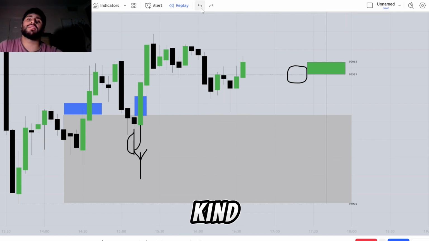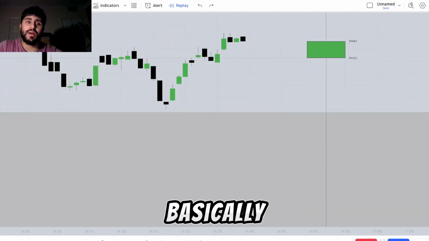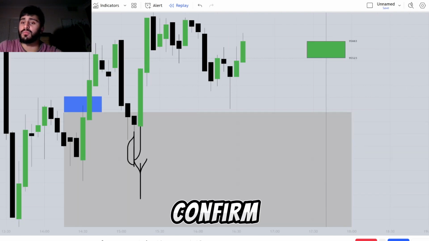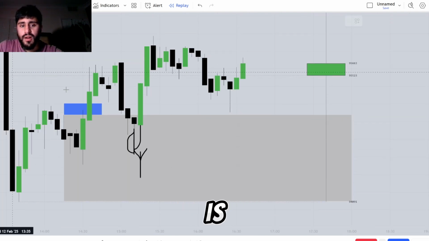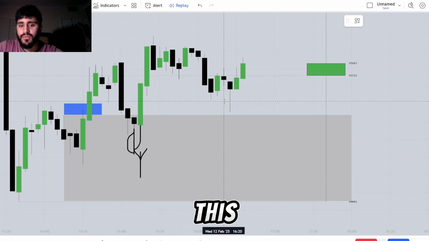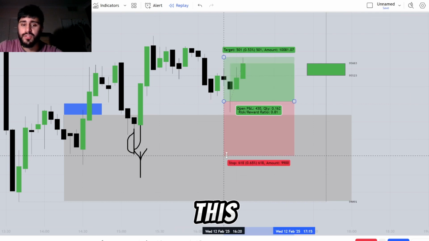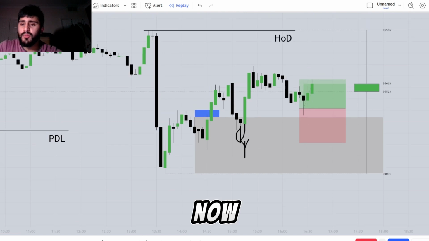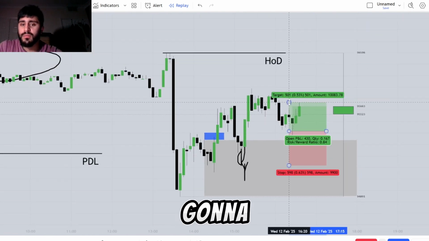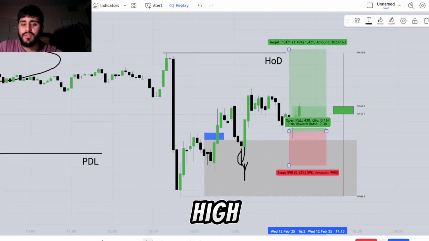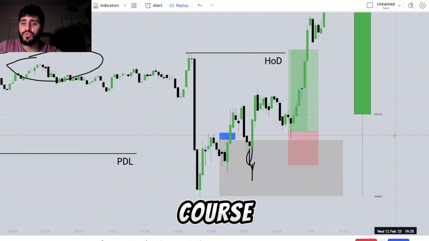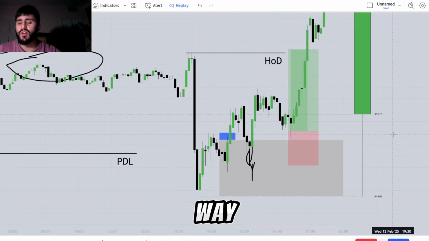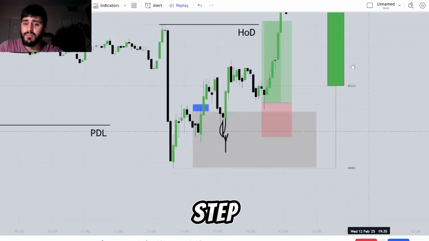This is kind of how ICT works. This is basically how to confirm your fair value gaps, or how to confirm your order flow. So what I would do is I would have entered somewhere around here on this fair value gap. I don't trade Bitcoin myself, but this is just a breakdown for someone. And now from here, a conservative target is always going to be that high of day, for a nice 2 to 3 hour trade. Of course, we can partial out along the way. But what I want traders to understand is the 3-step model.